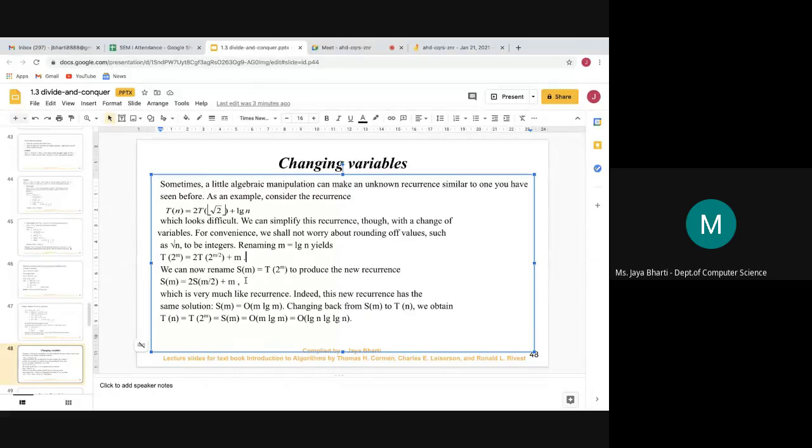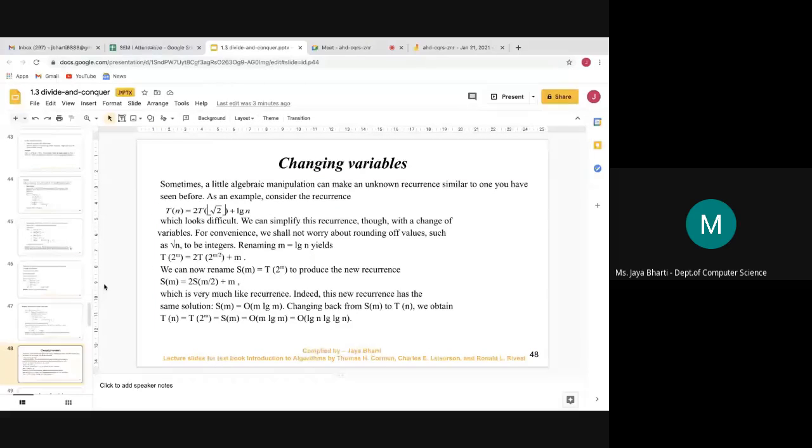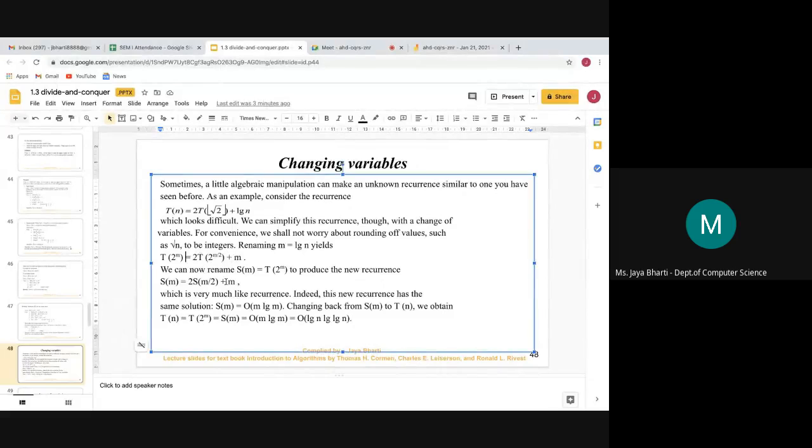It looks similar to the previous recurrence relation that we have seen for merge sort and other problems, which is the maximal subarray problem. So it looks similar and we know the solution for this. So we'll simply write the solution for this recurrence relation: S(m) = O(m log m), because in the previous case, when we had n, it was n log n. So in this case it will be m log m.